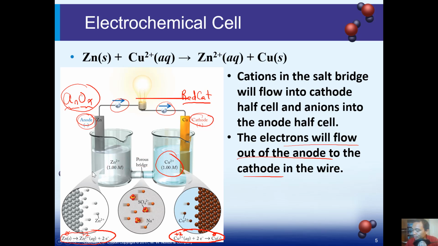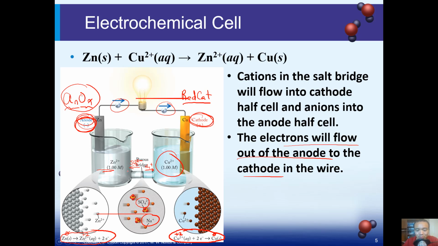At the same time, please note the cations in the salt bridge will move to the cathode. So Na plus will move to the right side, which is the cathode half cell. And sulfate, which is the anion, will move to the anode half cell. So sulfate will move to the anode half cell.